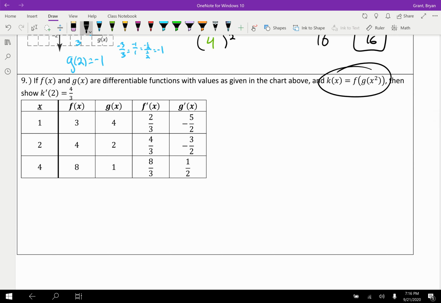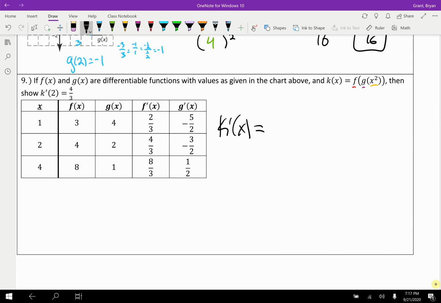So let's start with our function. K of x, we know if we're going to find k prime of 2, we better find the derivative of k of x. But k of x has multiple pieces. It has an outer function, it has a next outermost function, and then it has an innermost function. And so I think we're going to be applying the chain rule probably 3 times here.